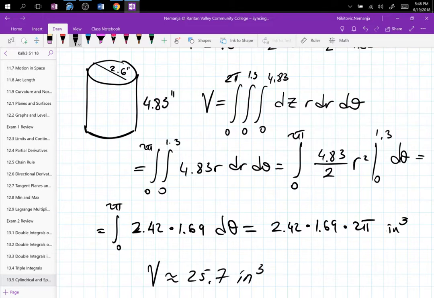Now it's your turn, where you go look into conversion tables to convert this into ounces or liters or milliliters, whatever you want to convert. So that's the cylindrical.